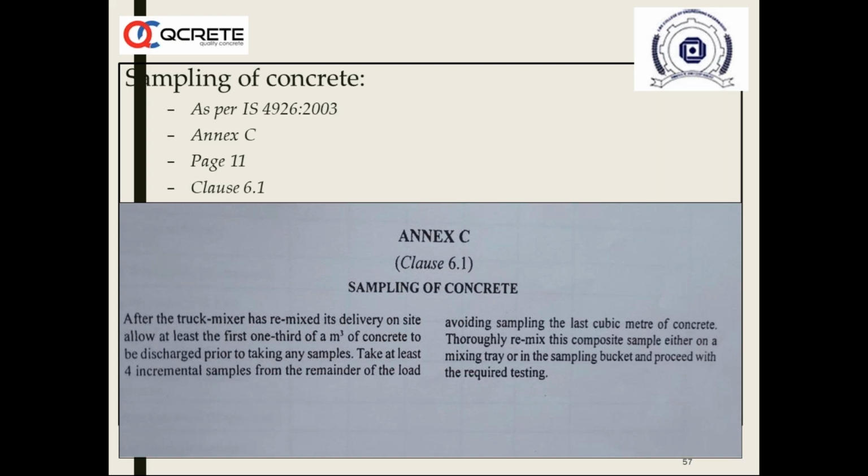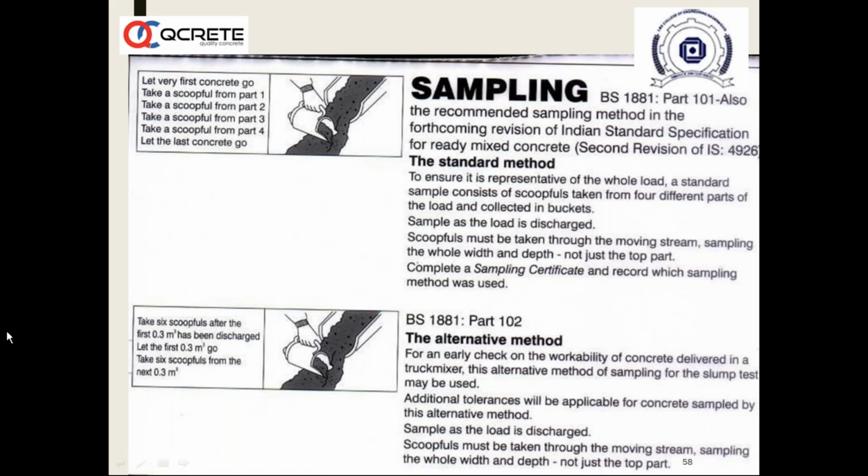BS 1881 has developed a very comprehensive testing procedure, which says that the first 1 meter cube of concrete has to come down the chute, and then when the concrete is flowing down the chute, a sampling scoop we need to run at right angles. After leaving the first meter cube to go, we then take from the next 1, 2, 3, 4 parts and leave the last concrete to go. This is a procedure defined by BS 1881, which is a time-tested procedure worldwide.